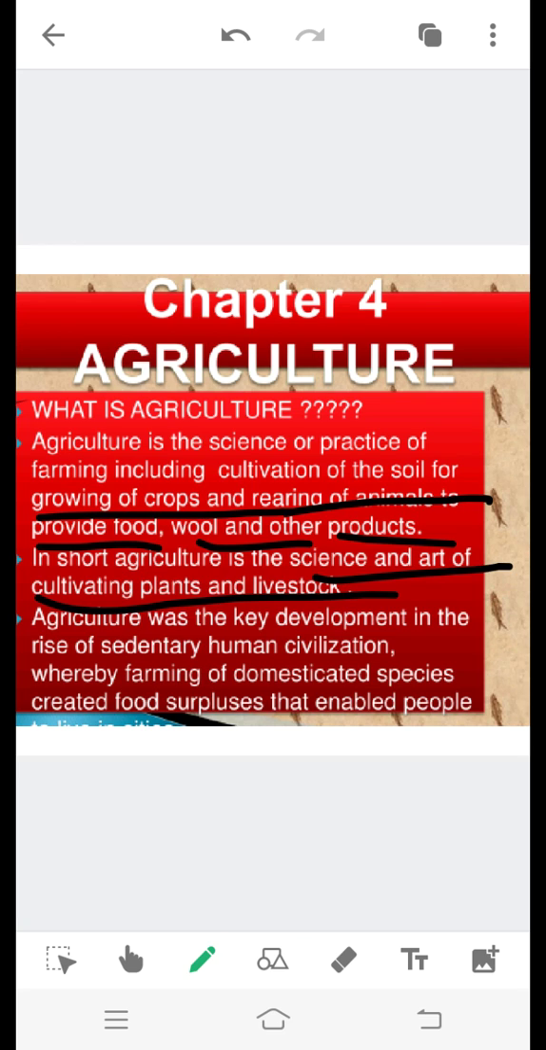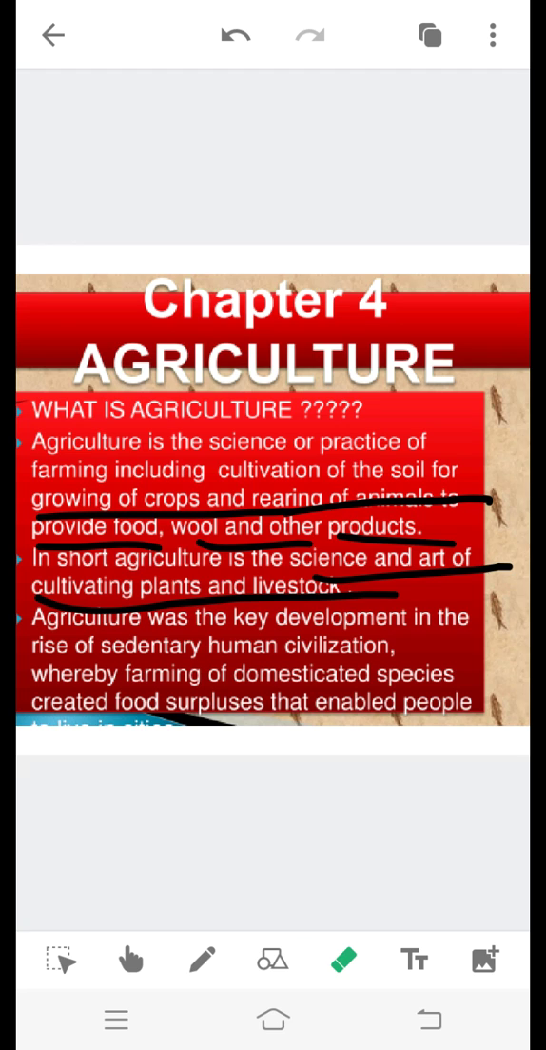Agriculture was the key development in the rise of sedentary human civilization. Now the term sedentary may be new for some of you. Students, sedentary means settled civilization, when man started to live a settled life, whereby farming of domesticated species created food surplus that enabled people to live a better life.